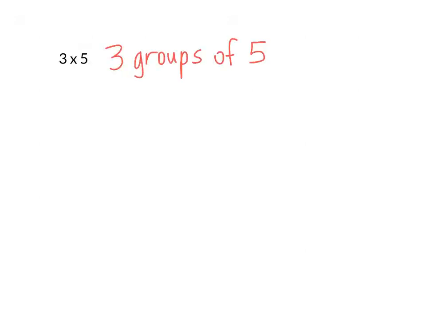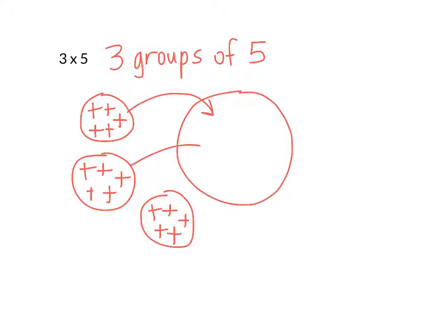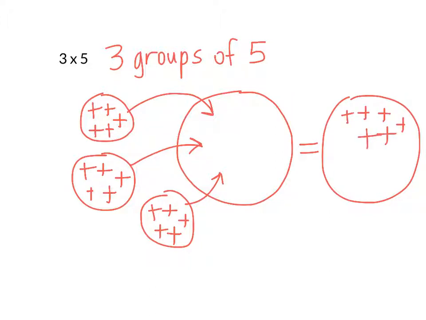So in our color counters, I need 3 groups of 5 positives. And they are all going into the main circle, and then we say that this equals the 15. Okay, I think I counted 15. But that's how you show it with color counters.